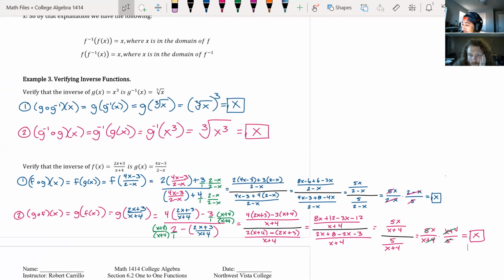All the fraction math you can handle. All right. Any questions on checking or verifying inverses? Sounds kind of goofy.